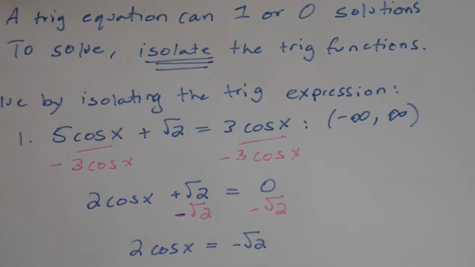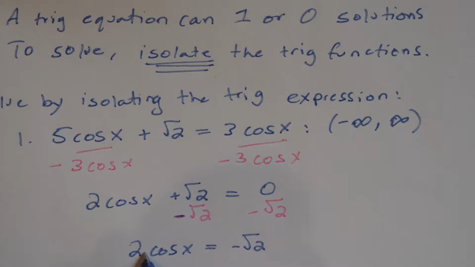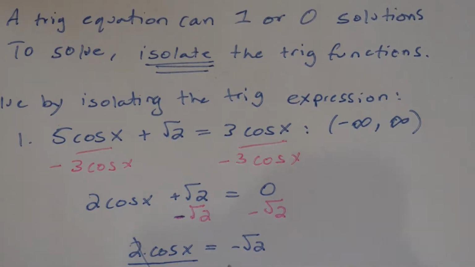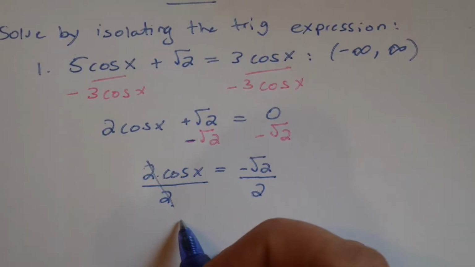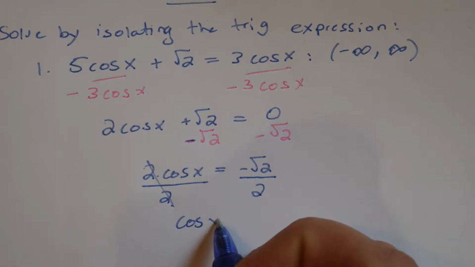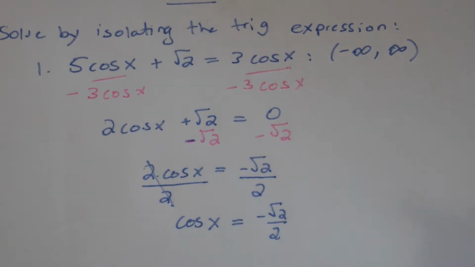Good job, I got to divide by 2. You're so smart. So this is 2 times cosine, so I divide by 2. That cancels that guy off, and I divide by 2 over here. Now I've completely isolated the trig function, right? I have cosine of x equals negative root 2 over 2.